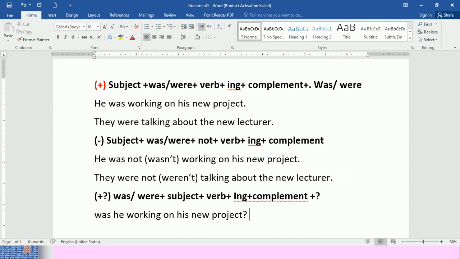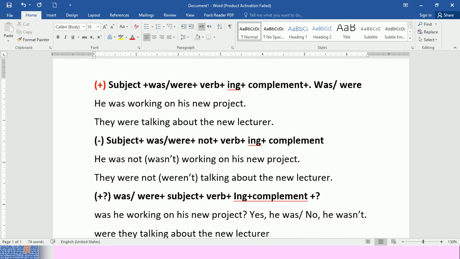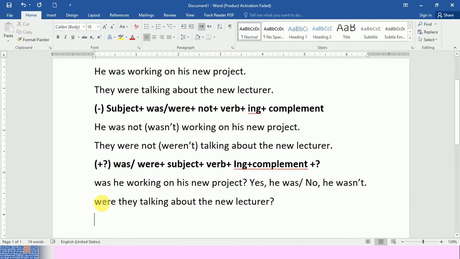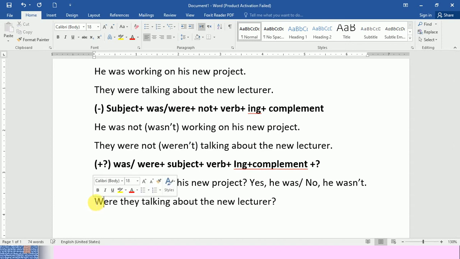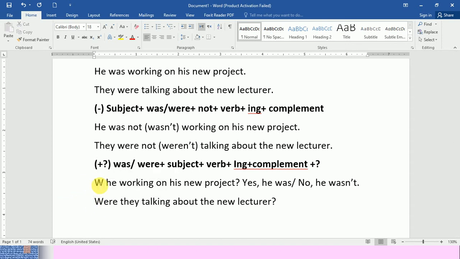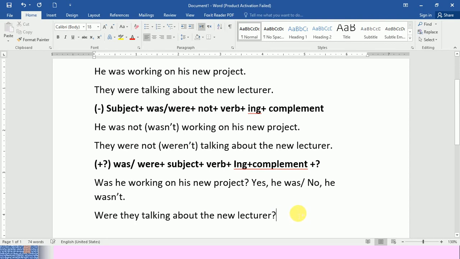See the question mark. If the answer is affirmative, you say yes, he was. If it is negative, you say no, he wasn't. Now, this is how you make the interrogative one. Now let's change the second example. Were they talking about the new lecturer? Yes, they were. No, they were not. After that, we have negative interrogative.